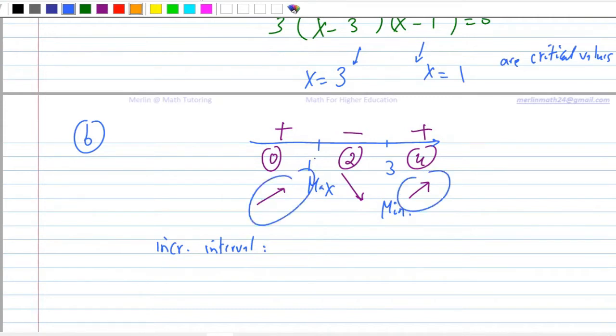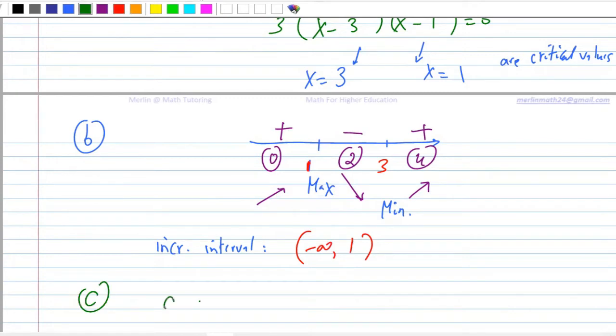What do you write? Between 0 and 1? No, the 0 is not a critical value. We only include the critical values in our answers. So the critical values were 1 and 3. Less than 1. Yeah, but it should be an interval, so you should write it this way: negative infinity to 1. Okay, it should be an interval.